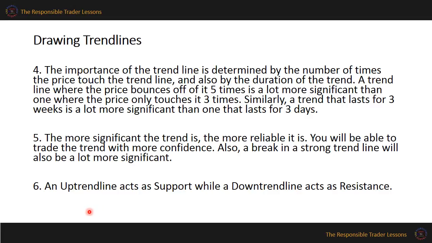The importance of the trend line is determined by the number of times the price touched the trend line, and also by the duration of the trend. A trend line that the price bounces off 5 times is a lot more significant than one where the price only touches it 3 times. Similarly, a trend that lasts for 3 weeks is a lot more significant than one that lasts for 3 days.